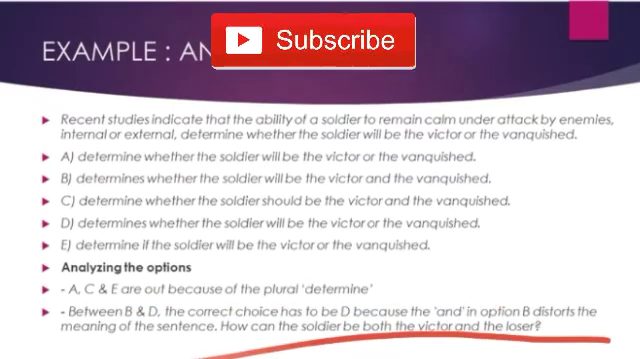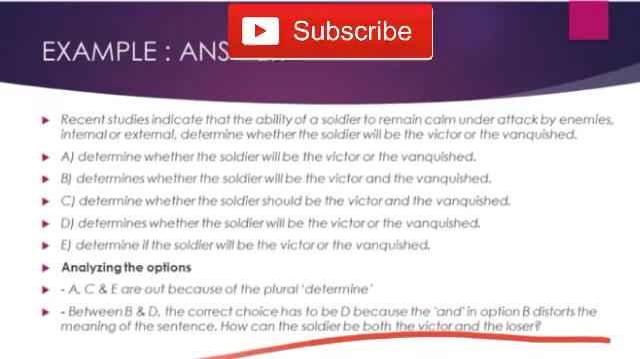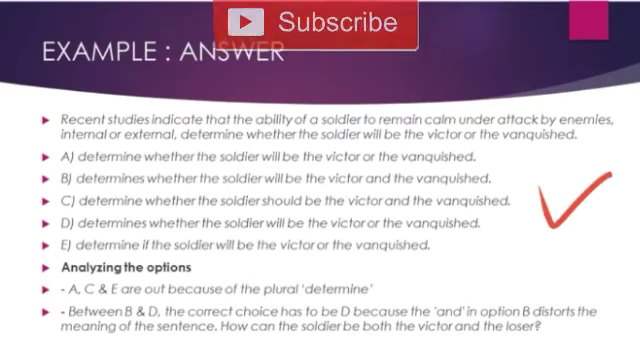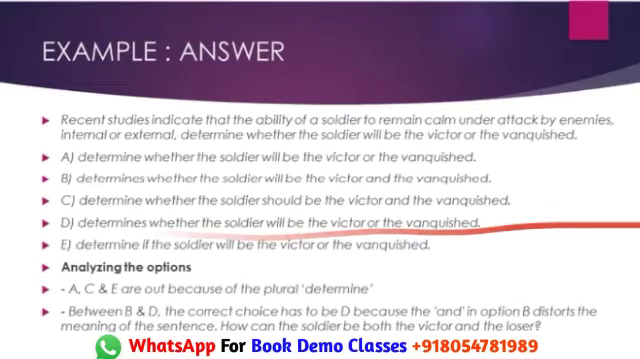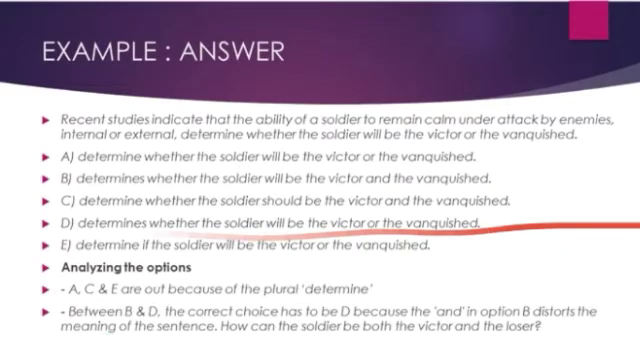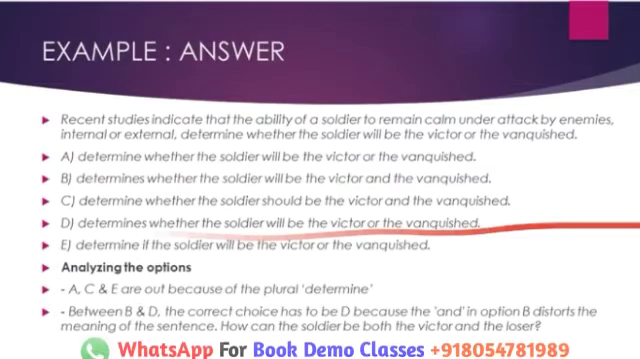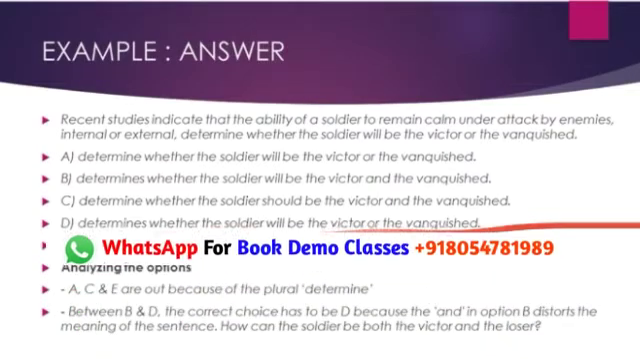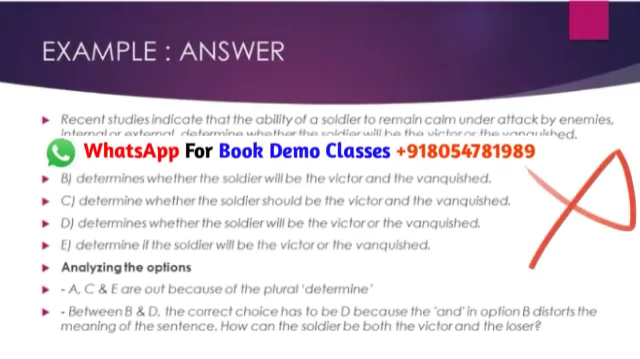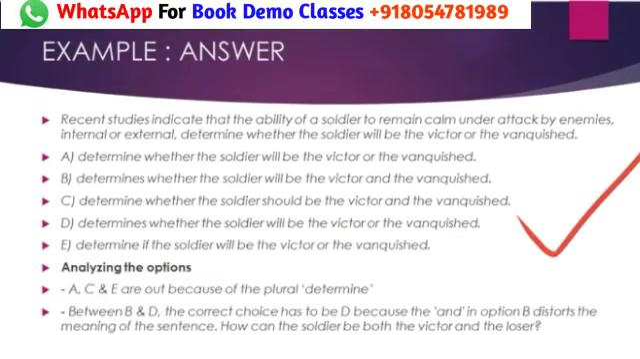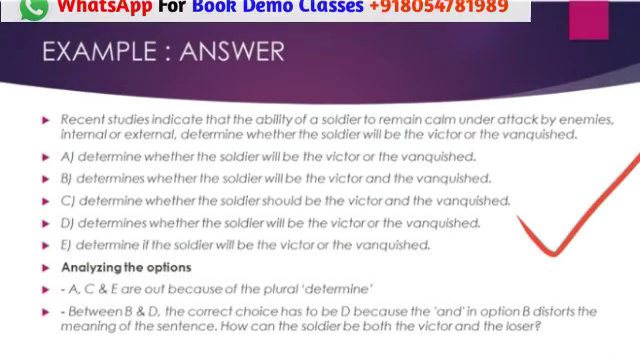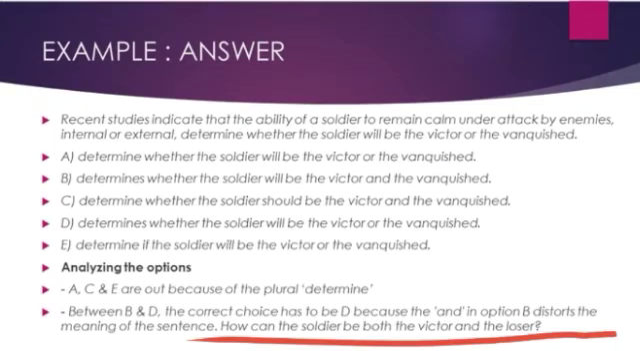Now between B and D, the options are determines. So this is correct, but determines whether the soldier will be the victor and the vanquished, or determines whether the soldier will be the victor or the vanquished. Of course the soldier cannot be both. If it is victor and vanquished, it has to be wrong, because it will be either one of them. So victor or vanquished will be correct, which simply says that option D will be correct, because the soldier cannot be a victor and the loser at the same time.